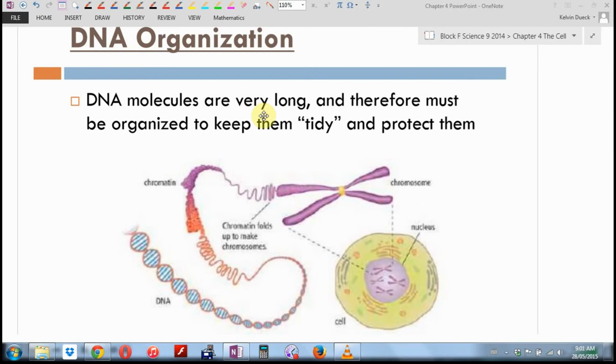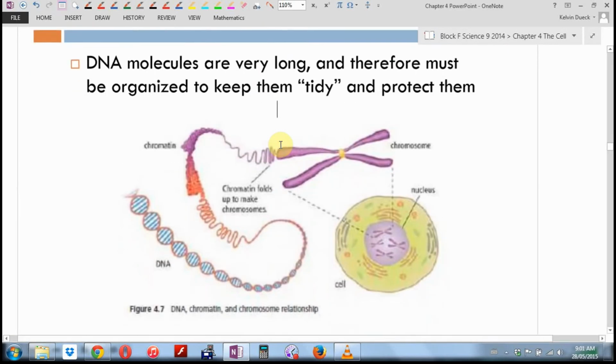DNA molecules, this isn't in your notes just yet, but hang on. DNA molecules are very long. How long in humans? Each one is about 6 feet long, about as long as me. I'm 5'11", and they therefore must be organized to keep them tidy and protect them. So when a cell is ready to divide, all the spirally DNA gets organized into what we call chromatin, which is big, tight spirals of DNA, and then those spirals are spiraled even tighter into these bow tie-shaped little molecules called chromosomes.